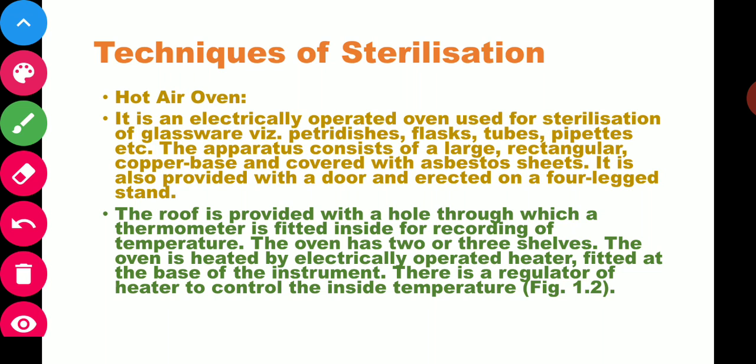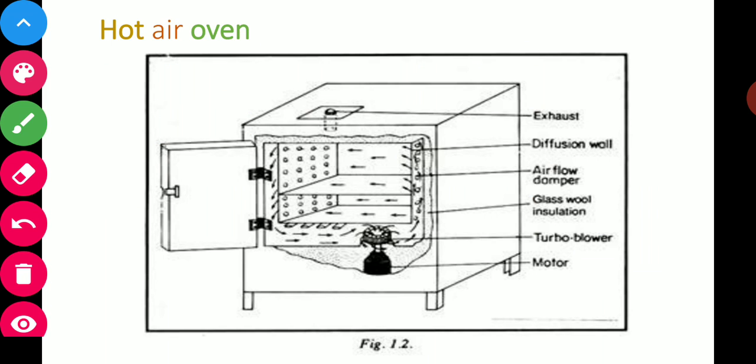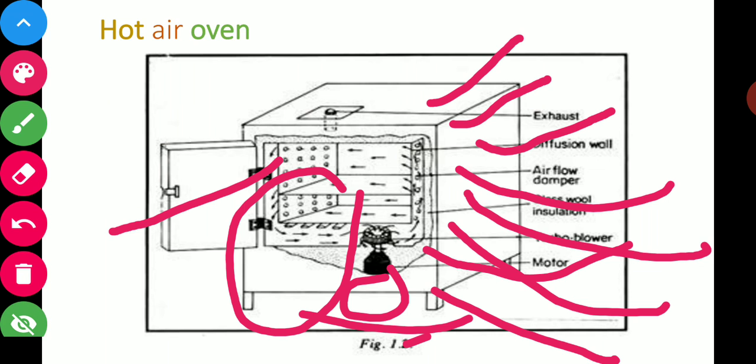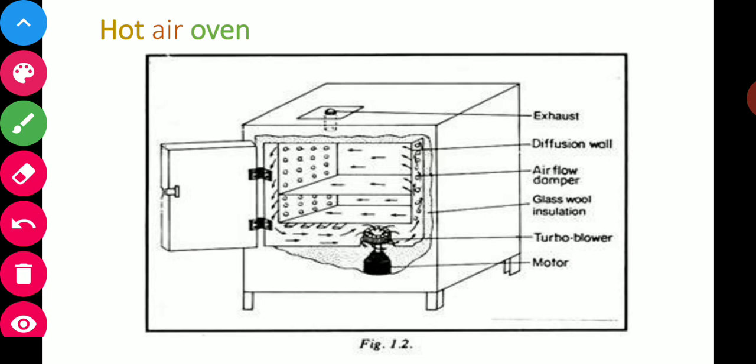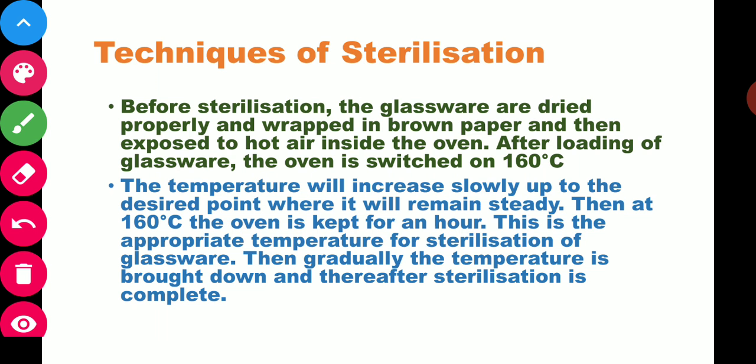There is a regulator of the heater to control the inside temperature. In the figure we can see the different parts of the oven. There is an exhaust on the upper side of the oven. Here it is seen, and the diffusion wall is there, the airflow damper, and glass wool insulation towards the body, and the turbo blower and motor are fitted at the base of the oven.